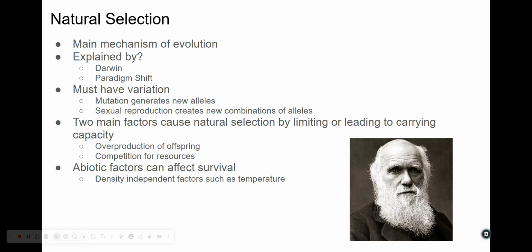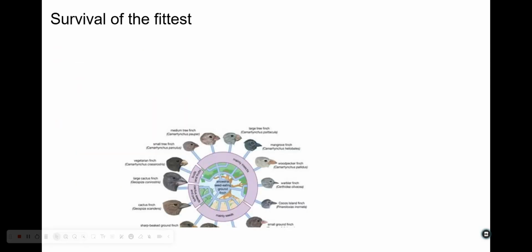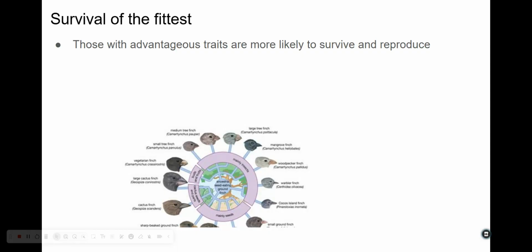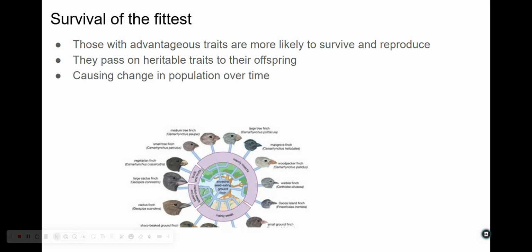Alright, so you have to have variation, and then if there's overproduction of offspring or competition for resources, natural selection will happen, which leads us to survival of the fittest. So this says those with the most advantageous traits are more likely to survive and reproduce. They pass on their heritable traits to their offspring, and over time this causes change in a population. And so evolution is the change in heritable characteristics over time, and the main mechanism is natural selection.